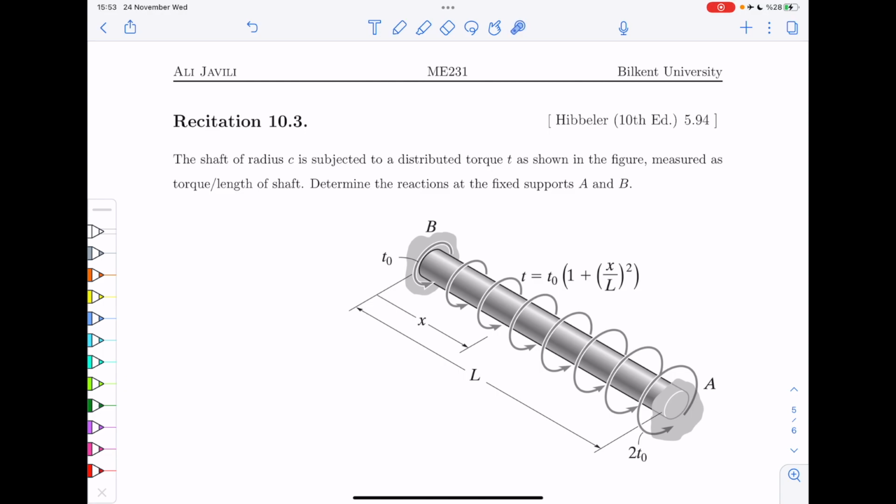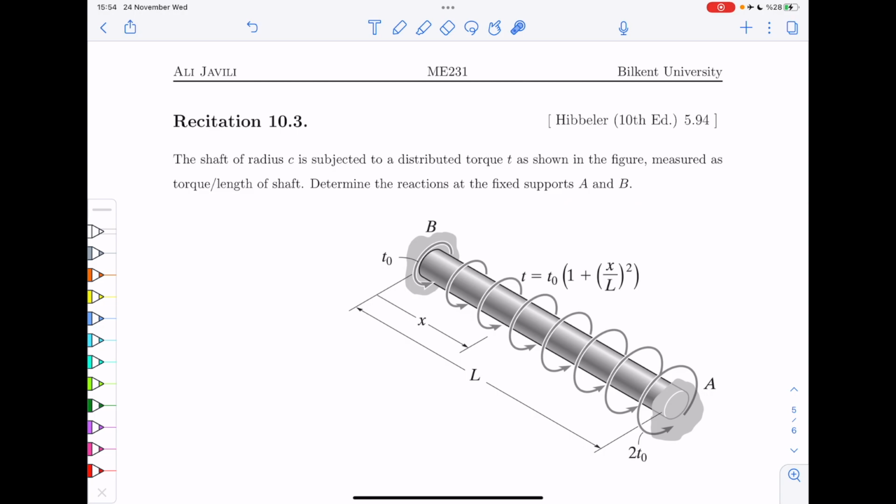You have a shaft here with a constant radius c made from a constant material, or it has a constant G. So G and J are constant. They are not a big problem here. On top of that, you apply a distributed torque as given in this equation. We want to calculate the reactions at the supports A and B.